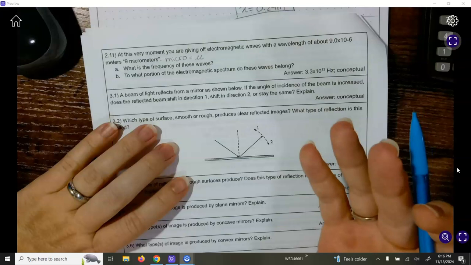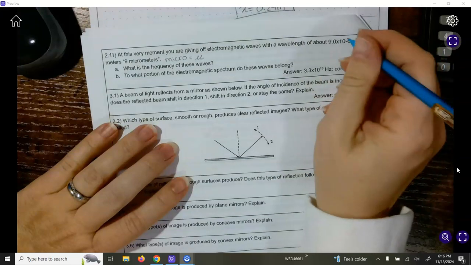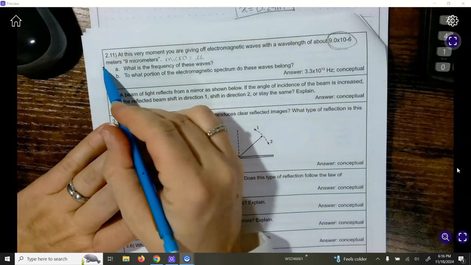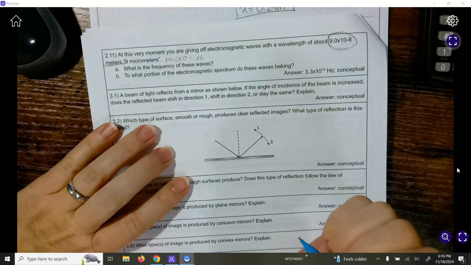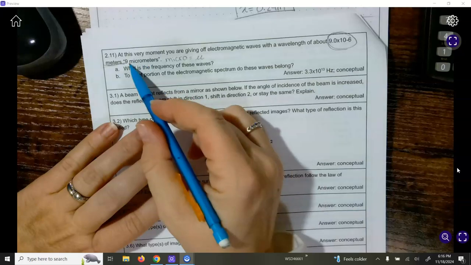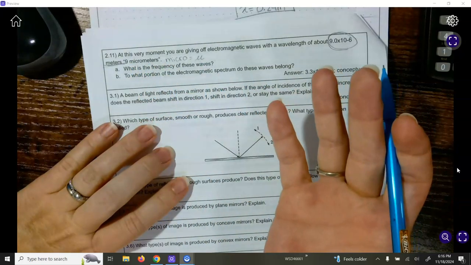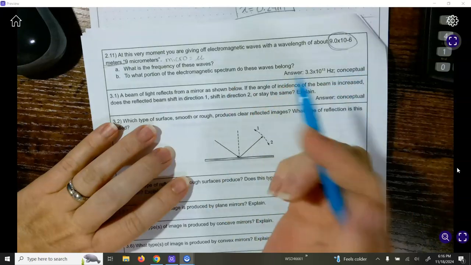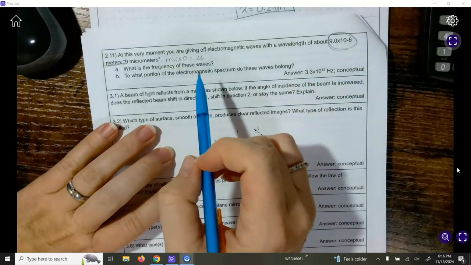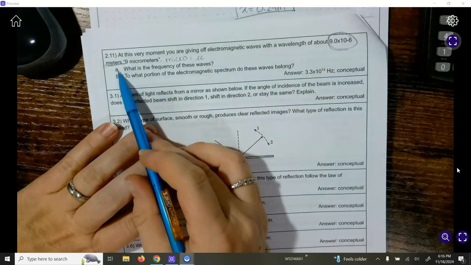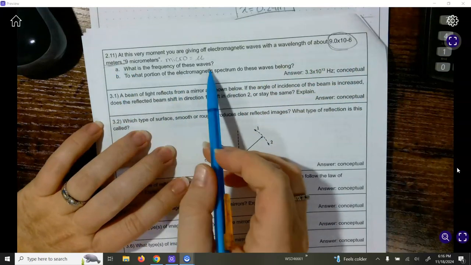However, you don't actually need to do any conversions. It's already converted for you. 9 times 10 to the negative 6 is in meters. So we don't actually have to convert anything. This is just being silly by telling us this is micrometers, and I know that's going to throw people off, but you have to learn to look through the information given to you and decide what's important and what's extra stuff.